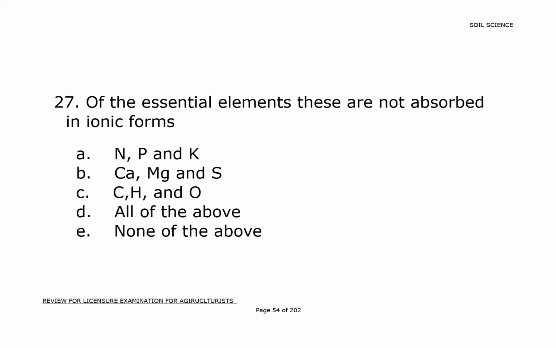Number 27. Of the essential elements, these are not absorbed in ionic forms. A, N, P, and K, B, Ca, Mg, and S, C, C, H, and O, D, all of the above, E, none of the above. The answer is C, H, and O.